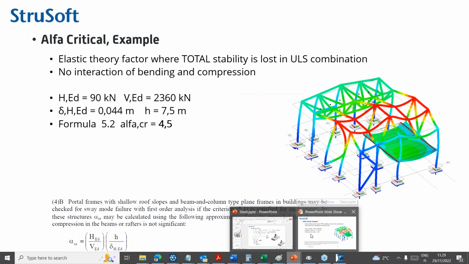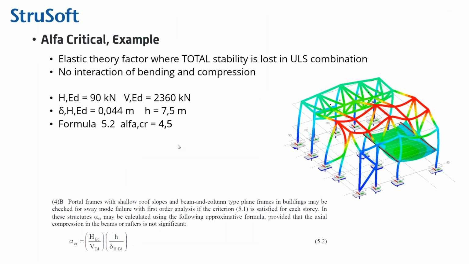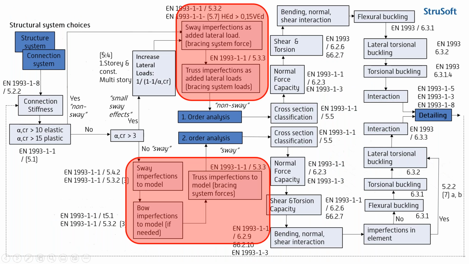Okay, let's assume that now we know the alpha critical of this case, and it's 4.5. So it's above 3, and if it's a regular building, we can just increase the wind loads. So we come to this part here. Alpha critical was above 3, so we can use this factor to increase the wind loads. It will give you something like 1.4 or 1.3 to increase the wind loads and all the other lateral loads we have in the frame, and then we can calculate. But if it were below 3, we would always have to do the second order analysis.